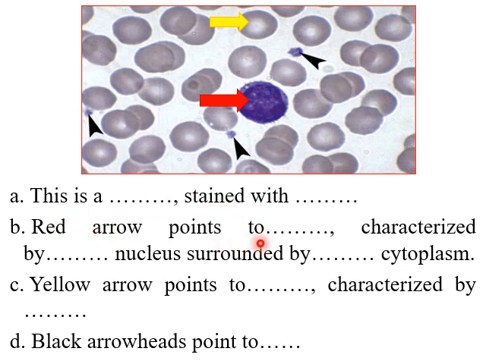So this is a blood film stained with Leishman. The red arrow points to a lymphocyte characterized by a dark nucleus surrounded by a thin rim of cytoplasm. The yellow arrow points to RBCs with the central pallor, and the black arrowhead points to the platelets. We have the small lymphocyte. We have T lymphocyte and B lymphocyte. The T lymphocytes include the cytotoxic that secrete perforins, the T helper, the T suppressor, and the memory.